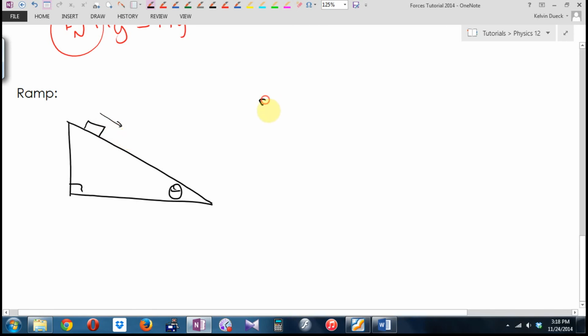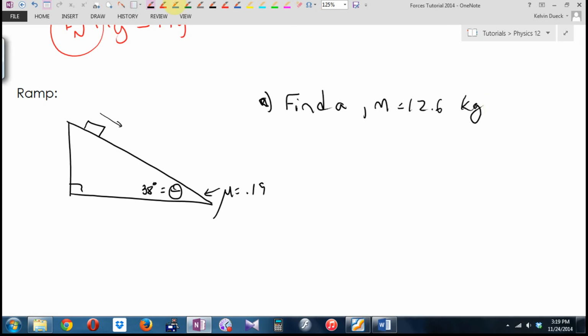Okay? So, first of all, obviously I can say, find the acceleration. How? Oh, let's say, you guys like numbers, don't you? So let's make theta 38 degrees, and let's say that mu equals 0.19, and let's say that m equals 12.6 kilograms. Suggestions? What else? Which way is friction? Up the ramp. What if it was sliding up the ramp? Which way would friction be? Down the ramp. Okay.